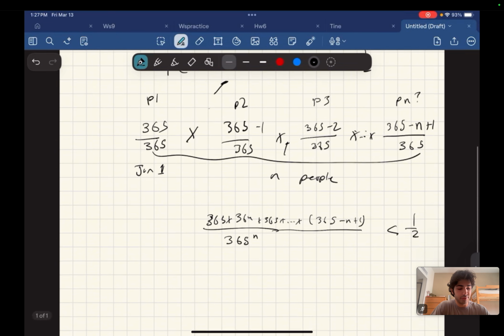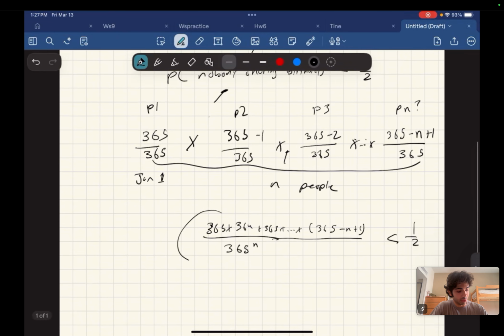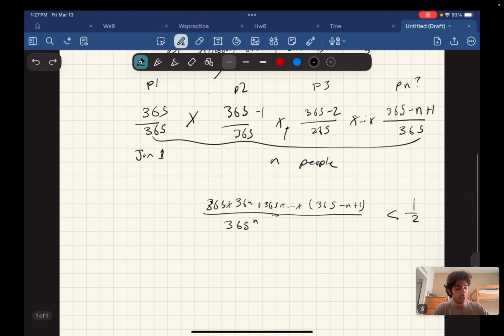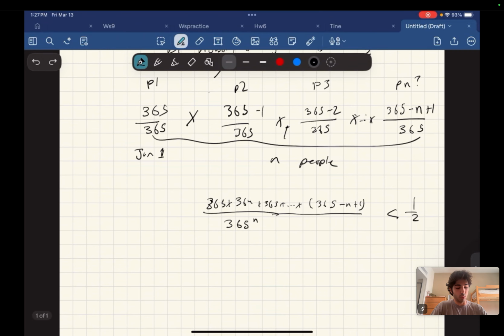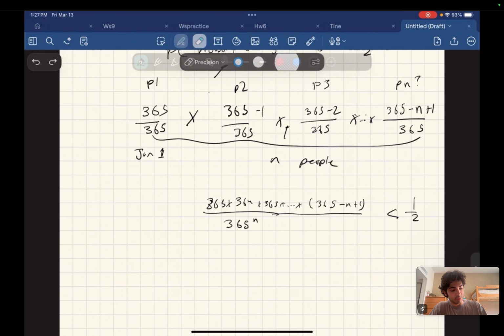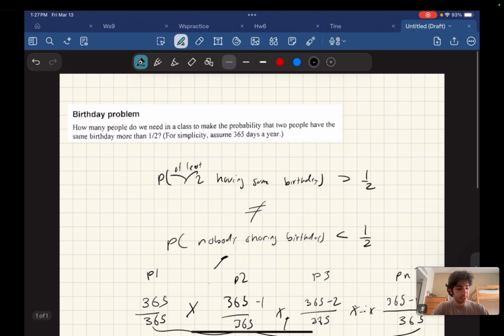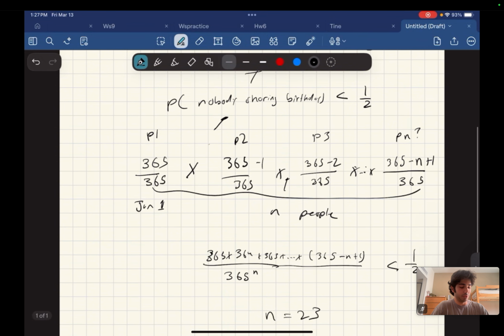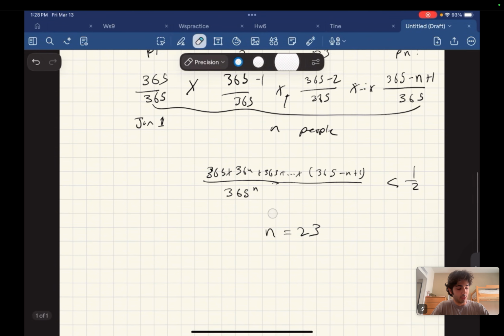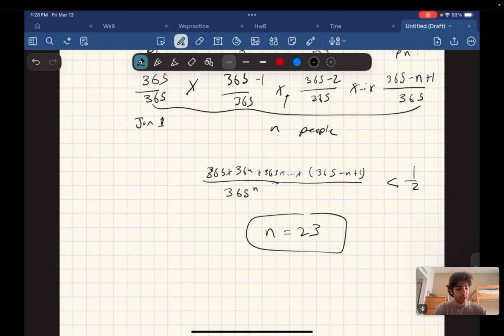If you were asked this in an interview, they would probably ask you to stop here. They just want to see you get to this formula and derive the solution. But if you want to guess and check, plugging in values of n to see what works, just know that the answer is going to be n equals 23. That's actually surprising. It only takes 23 people to have a probability that two of them having the same birthday be more than 1/2, which is kind of crazy to imagine, but yeah, that's the answer. And yeah, that's all.